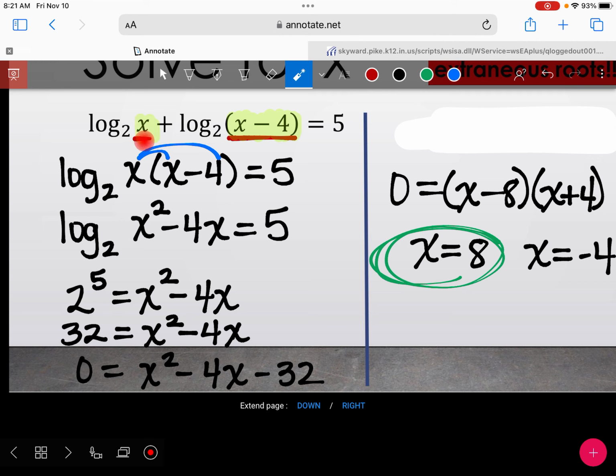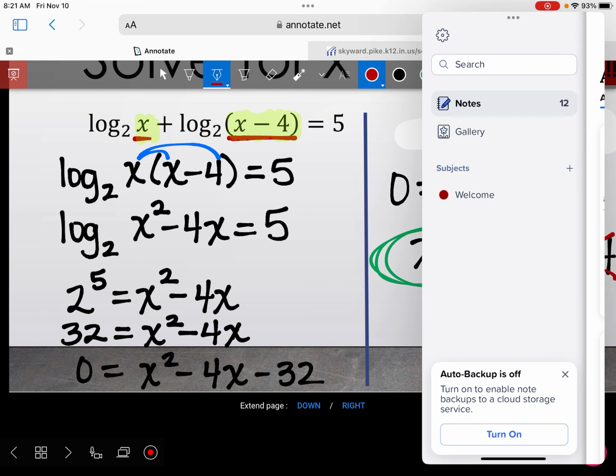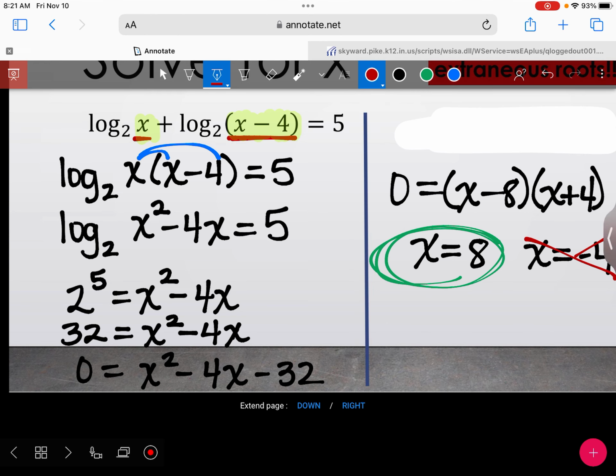Now let's check the negative 4. It's already a no-go when I put that negative 4 right here, because you cannot take the log base 2 of a negative. And then if I put it in this parentheses, negative 4 minus 8 is also negative. So this is what we call an extraneous root. We have to cross that out. We can't keep that one. So there's only one solution that's going to work.